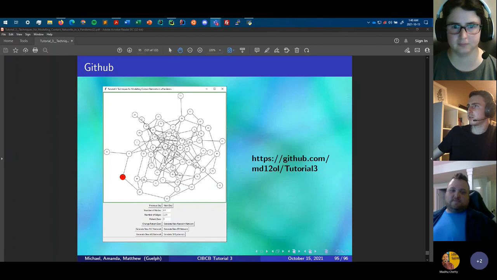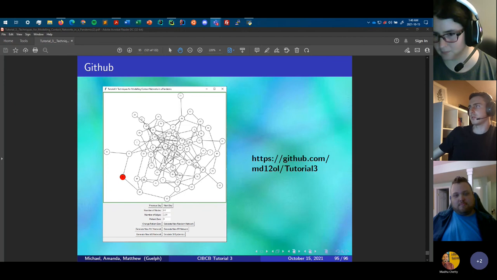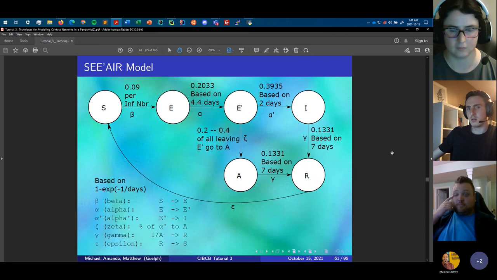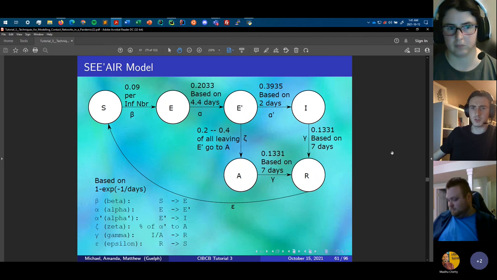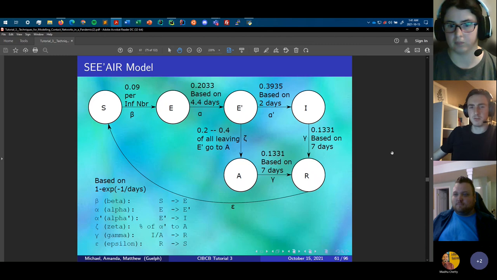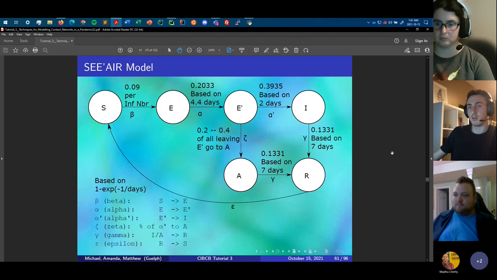Yeah, I can speak to that a little bit if we're kind of waiting for people to type. If you go to slide 61, Michael, the formulation for the SEE prime AIR model, which is quite complex, is based on data released from the original SARS-CoV-2, so not the Delta variant or anything like that. But this infectious number can be modified. Any of these days can be modified and use this. You can just use this formula here, 1 minus e to the power of negative 1 over days. So if that data becomes available, then that can be used to modify this model for whichever variant arises. Fingers crossed. No more.